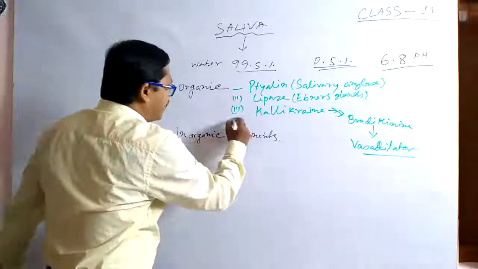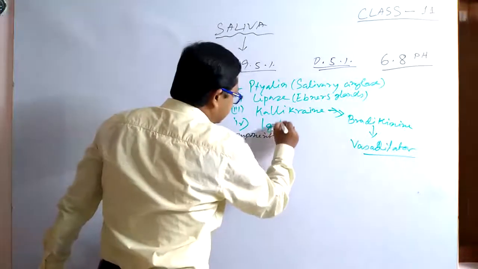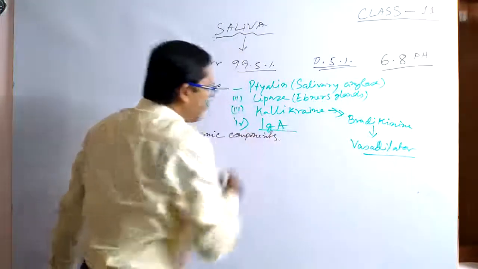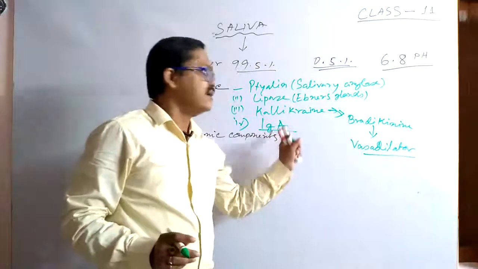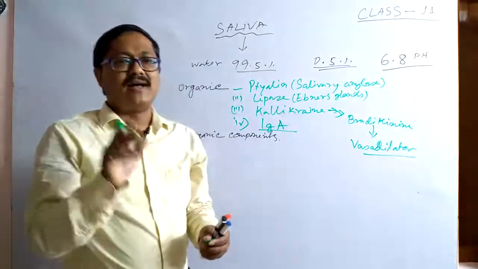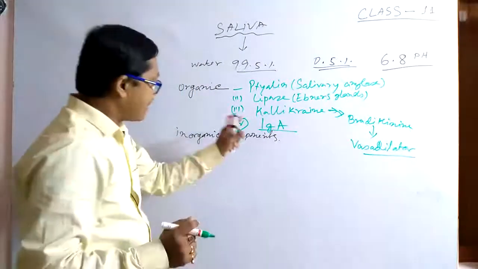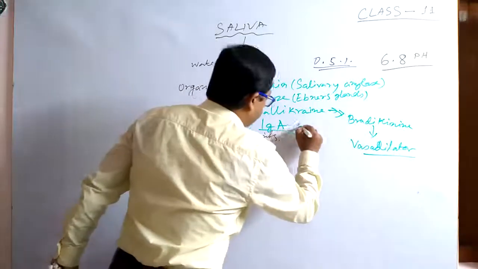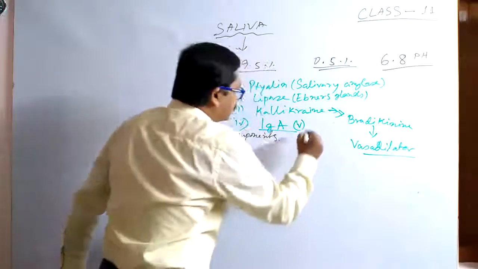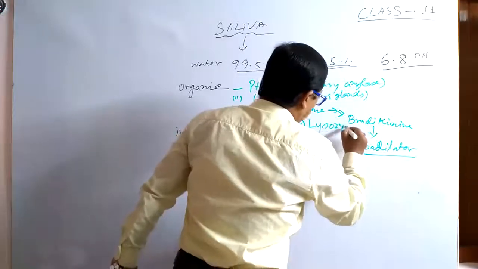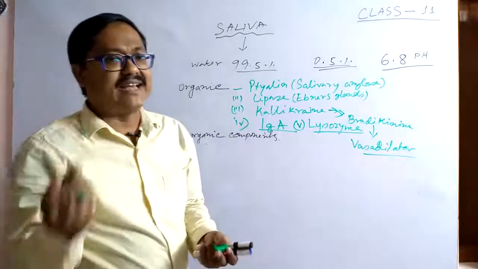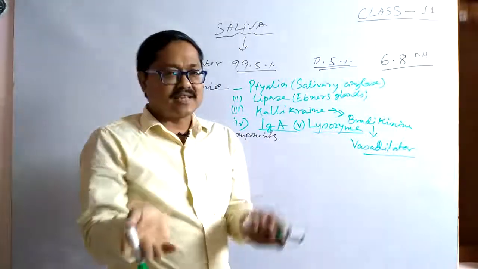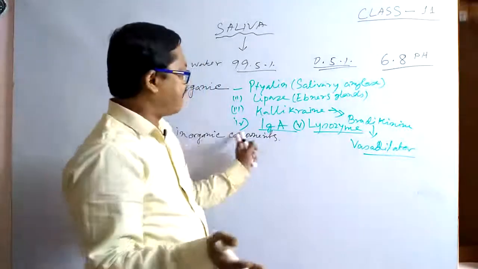Then some amounts of IgA, which is an immunoglobulin, are also present. This acts on bacteria and neutralizes them. Another bacteriolytic enzyme is also present, called lysozyme. What is lysozyme? Lysozyme is a cell wall splitting enzyme, and the bacterial cell wall is degraded by the action of lysozyme, and the bacteria die. Oral hygiene is also maintained by this enzyme.